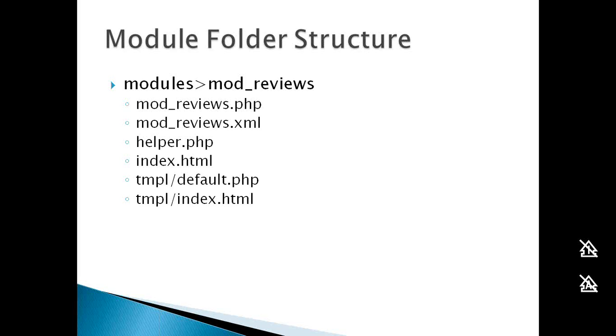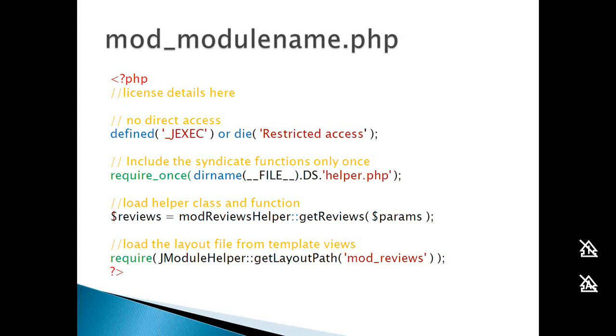And we'll create a folder called tmpl that would be used for the template files. We'll create a default.php and index.html in it. As we already know, index.html is a blank file, which is meant for no directory access. For the remaining files, we move on. So I believe you have already created these files.